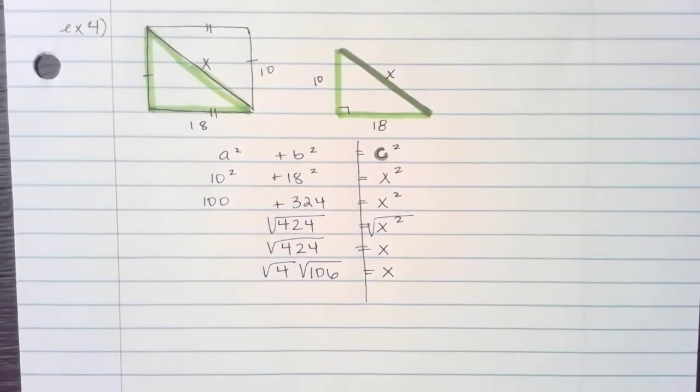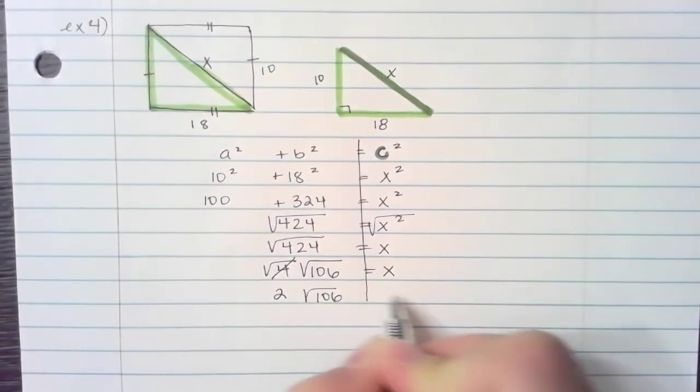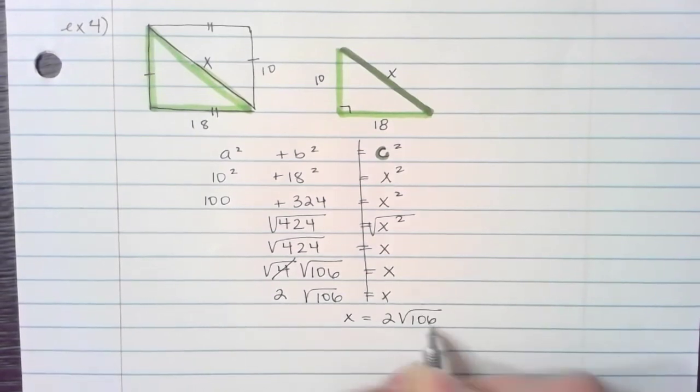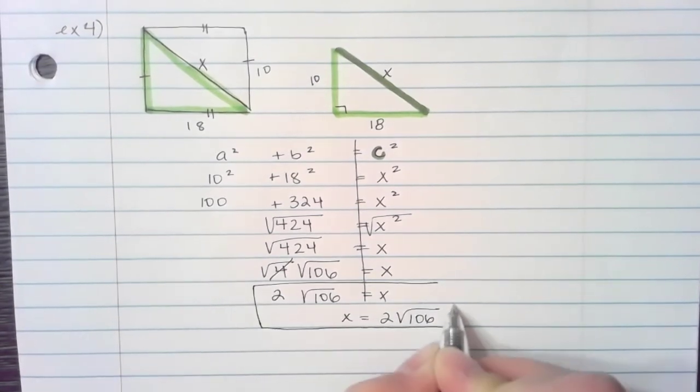But why do I really like the square root of 4? Because it's just a 2. And that is your final answer. I prefer to write it on the other side, but that first one would have also been your answer.